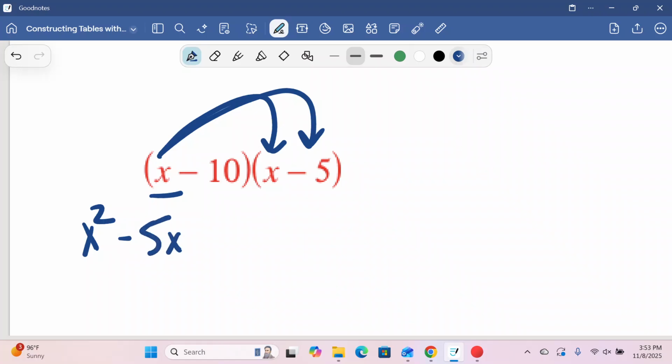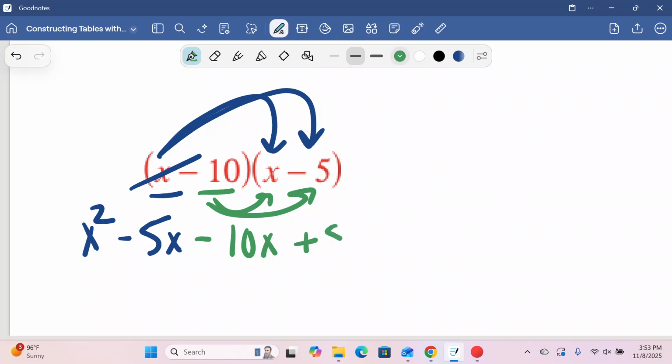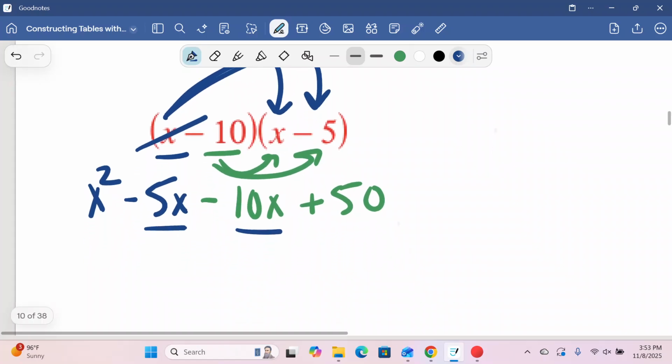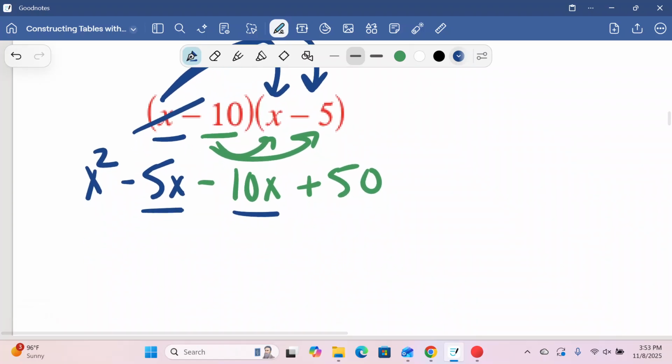I am done with that, so I'm going to go ahead and leave that alone and scratch it out. Then I got to remember that it's a negative 10 times x, and it's a negative 10x. Negative 10 times negative 5 gives me a positive 50. I'm done with that, so I have to add the negative 5x and the negative 10x because those are the terms that are exactly the same. So I have a negative 5x and a negative 10x, which should give me a negative 15x.